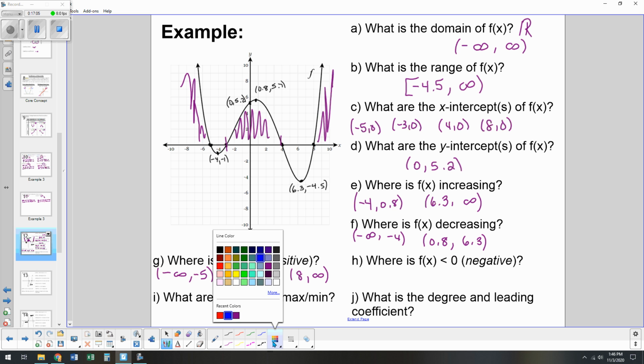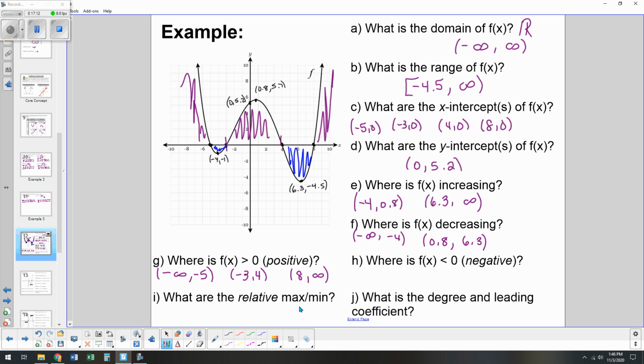If I want to talk about where the graph is negative, well, it's negative right here, and it's negative right here. So from -5 to -3, and from 4 to 8. We're using interval notation here. We're not just saying these are ordered pairs. We're saying it's from -5 to -3, and I'm not using the square brackets because at -5 it's 0. It's not positive. But as soon as I go past -5, it's negative now.